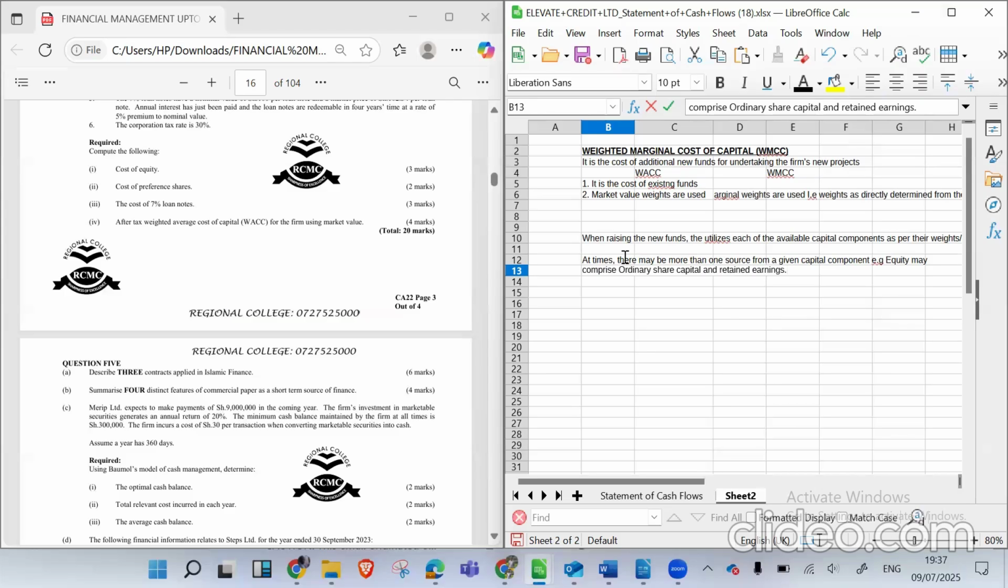Full stop, continue by saying, in such a case, the firm fully utilizes the amount available from a cheaper source, i.e. retained earnings, before raising any new funds from a more expensive source.